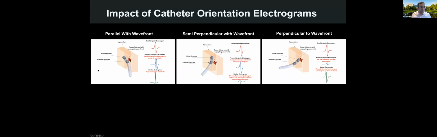And this is the point I want to make about PentaRay versus ThermoCool, or grid catheters, where both electrodes are on the surface, versus an ablation catheter where usually the proximal electrode is perpendicular to the tissue. What happens is that M1 always looks the same. This is the red electrogram. It's always going to look the same. But as you go from parallel to the tissue to perpendicular to the tissue, M2 becomes flat to disappear. So basically what you get is more like a unipolar electrogram.